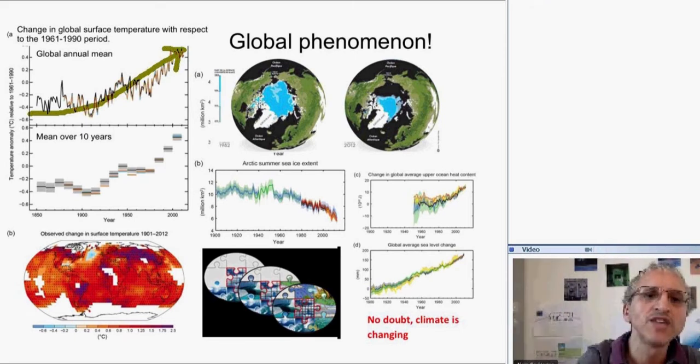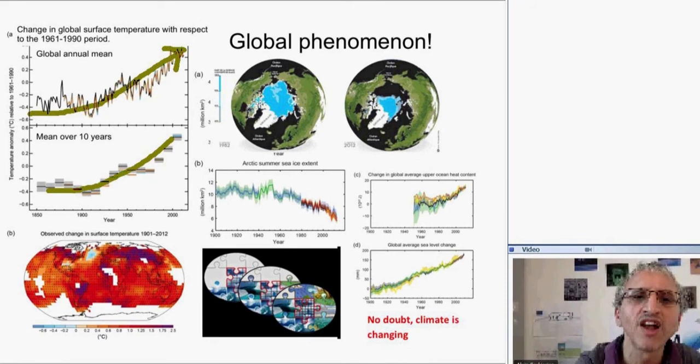And you can do the same with the average over 10 years. So this is what I'm showing here. And once you average, it's an even clearer picture, because what you can see is that in the last 40, 50 years, the temperature every decade, when you average over 10 years, has been increasing. And it's the same here. So this is the Arctic.